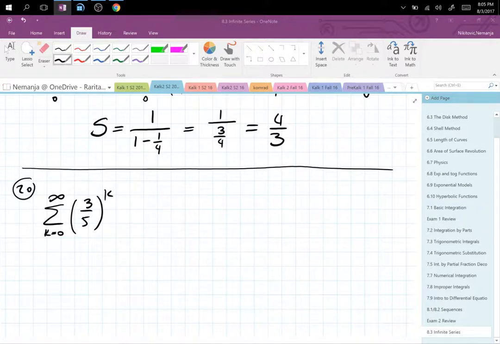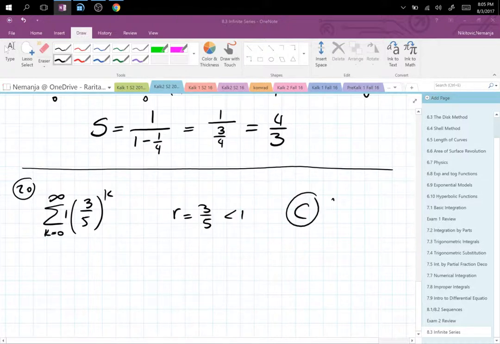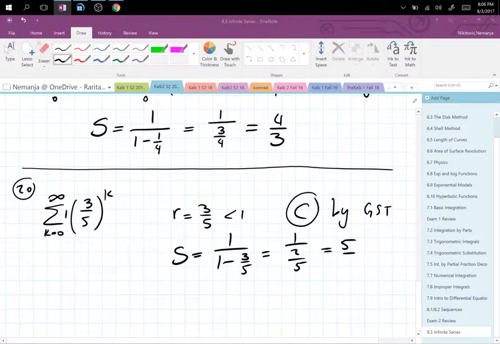You take a look at this, and there is 3/5. You know that that's the R position. A position is in front, and it's 1 in this case again. So now when you're looking at this thing, you say, okay, R is 3/5. I memorized that if it's between -1 and 1, it's convergent, and I am done by the geometric series test. And then I can also compute the sum, because it's convergent, which is A over 1 minus 3/5, which gives me 1 over 2/5, which is 5/2, and I can say convergent to 5/2. And that's the end of the story.